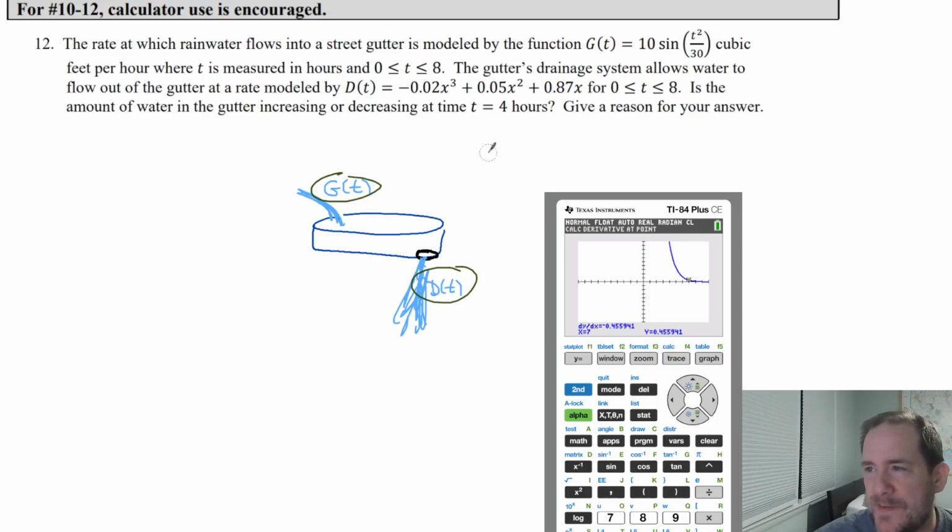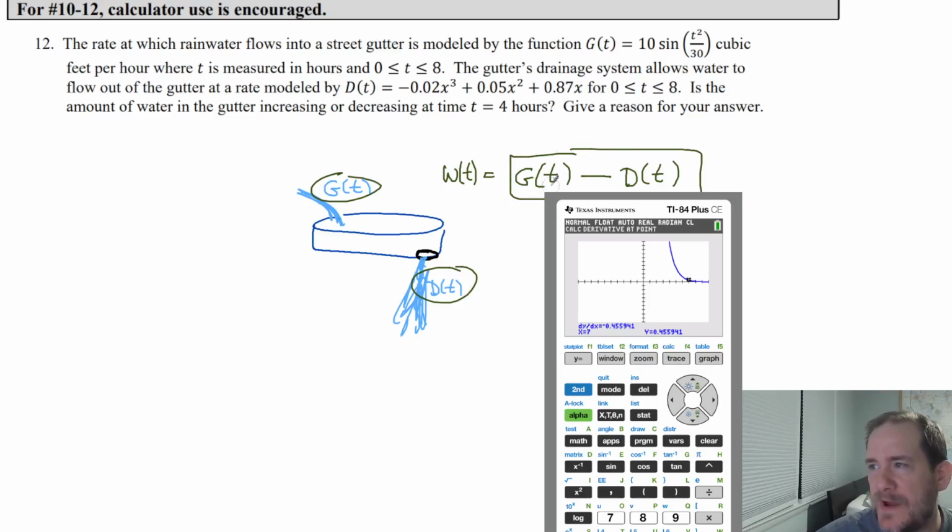But a better way to think about that is probably to say, what if I just made a whole new function called, I don't know, w of t, meaning the water in the tank. And the rate of change of the water in the tank would be the rate of change of the water entering minus the rate of change of the water leaving. And now if this expression is positive, then it's positive because g of t is the bigger thing. Water is coming in too fast, and therefore the water level is rising.